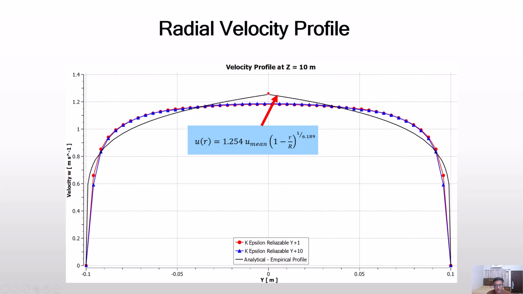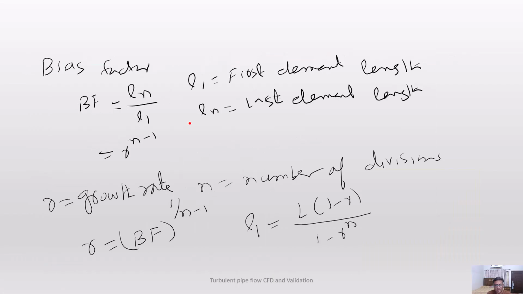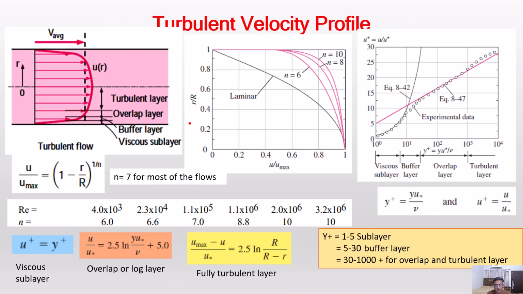This is the radial velocity profile, and we compared our data with this correlation as well. And you can see there's a difference over here, and here as well. The CFD is giving us data very close to what we should expect from our simulations, similar to what we have seen in these graphs.